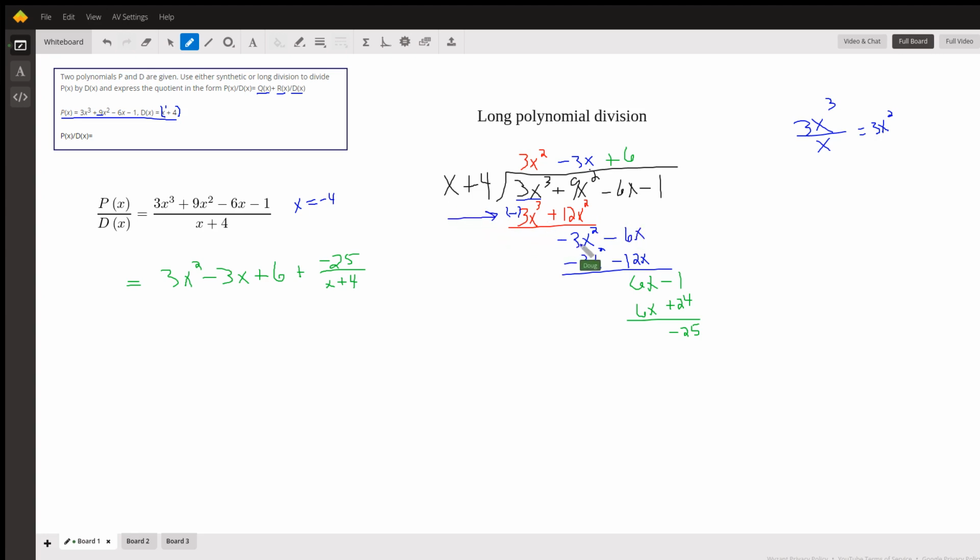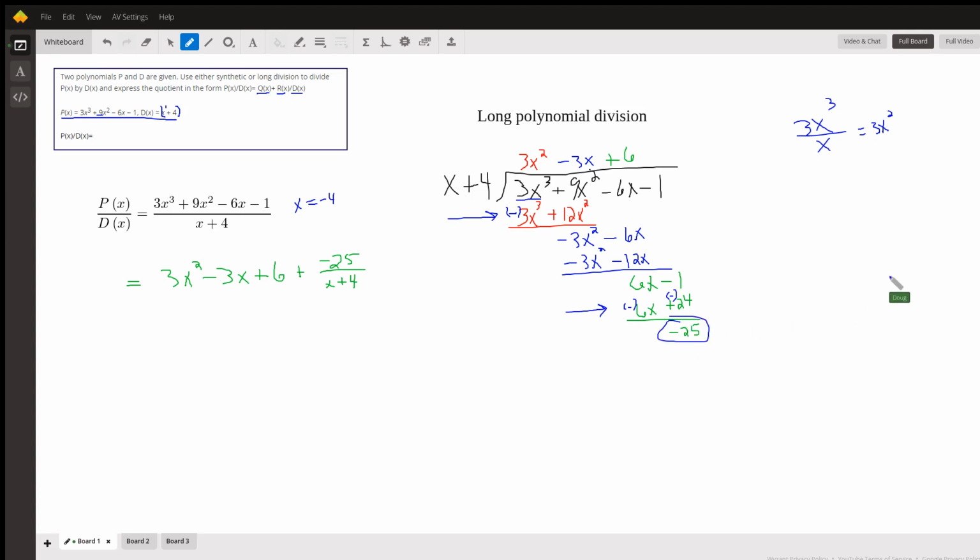So x goes into -3x squared, -3x times. Multiply, you get this. Mentally change the signs and combine. That's really a subtraction. -6x plus 12x is 6x. Bring down the -1. x goes into 6x 6 times. 6x plus 24. Mentally change the sign. I'll do that for emphasis right here. And -1 plus a -24 is -25.